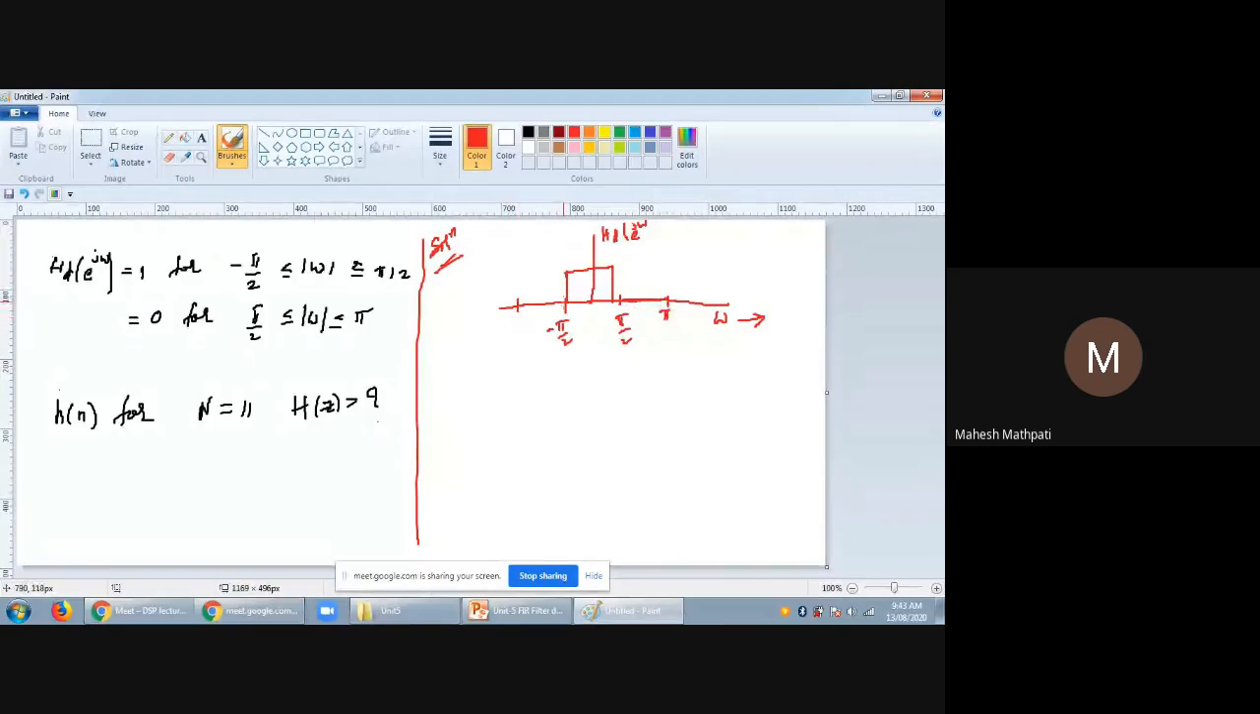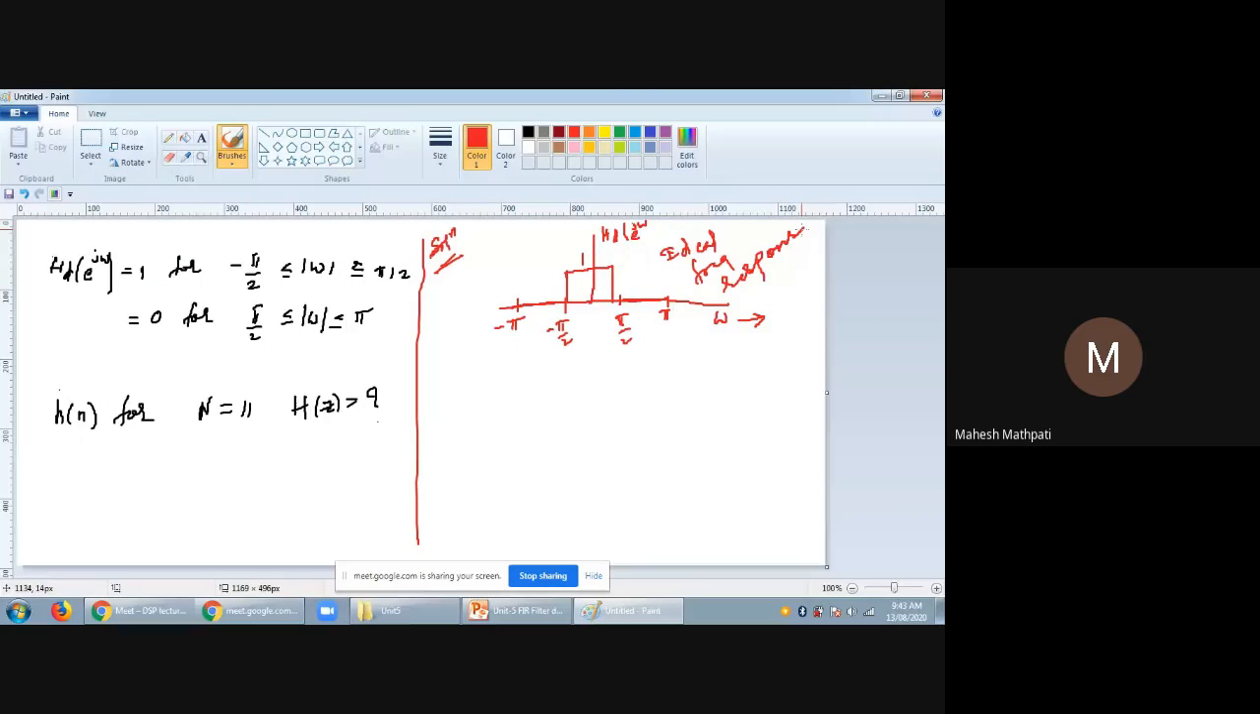And likewise, as it is the magnitude part, here also we can write it as minus pi. Understood? So the amplitude is 1 from minus pi by 2 to plus pi by 2, and it is 0 from pi by 2 to pi and from minus pi by 2 to minus pi. This is the given signal response, and you should be able to plot it this way. This is what we are calling the ideal frequency response.